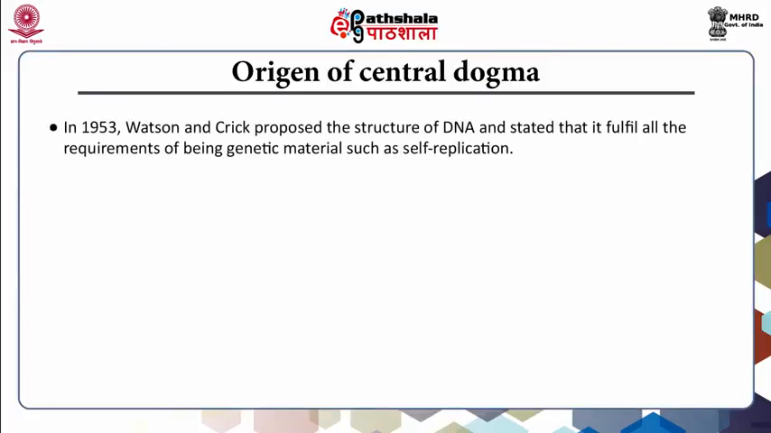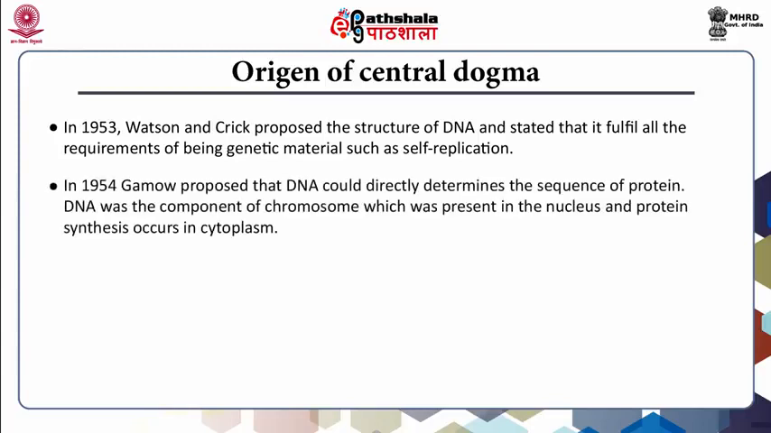In 1953, Watson and Crick proposed the structure of DNA, which showed that DNA fulfills all the requirements anticipated of a genetic material. The material should be able to replicate itself, that means create its own copy. Next was a presumption that the genetic material should also be able to pass on information. Based on the above, in 1954, Gamow proposed that DNA could directly determine the sequence of protein.